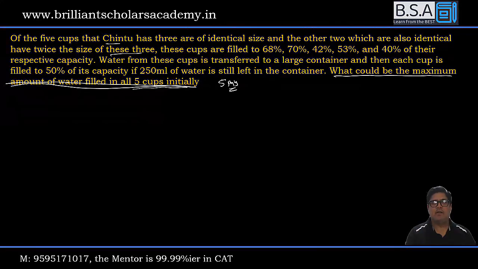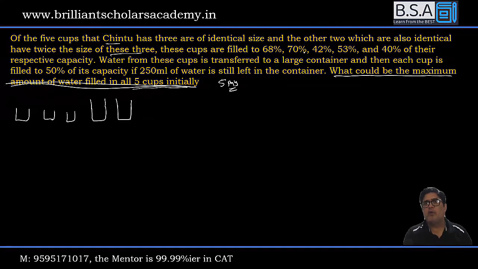What is happening is there are 3 cups. I'm trying to explain you the problem itself. There are 3 cups of equal size. There are 2 cups which are also equal to each other, but their capacity is double of the earlier 3, something like this. You do not know out of these which of these cups is filled 40%, which of these cups is filled 42%, 53%, 68%, 70%. You do not know which of these cups are filled to what percentage.